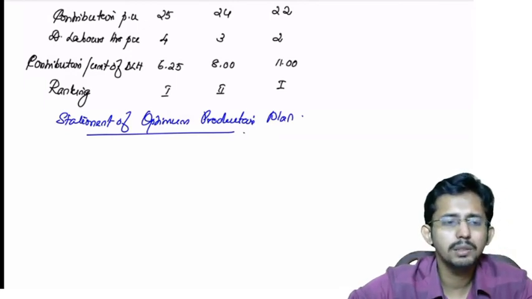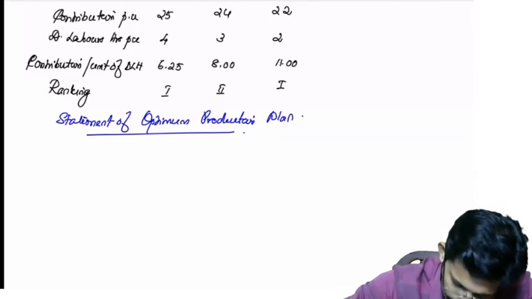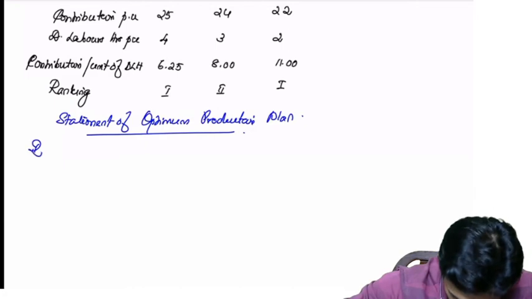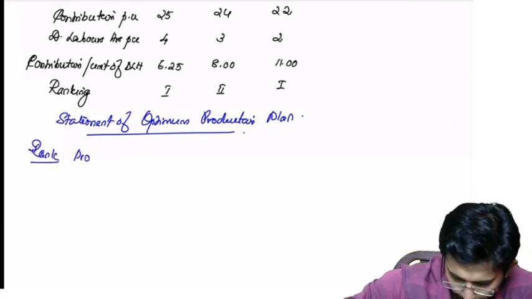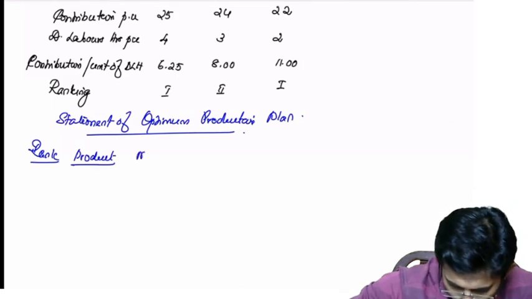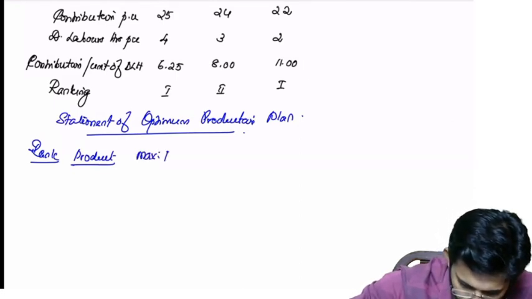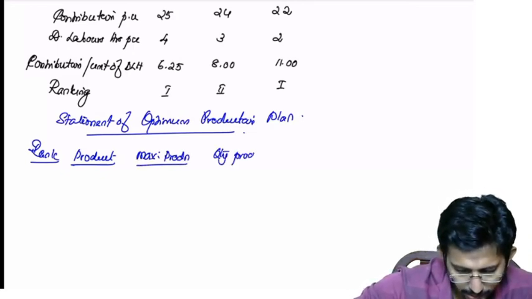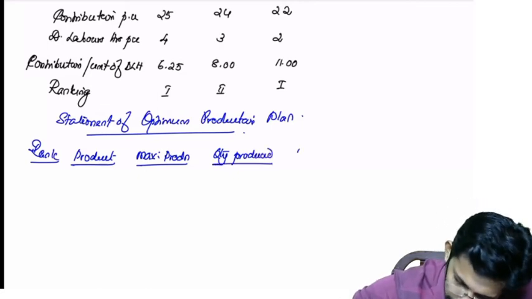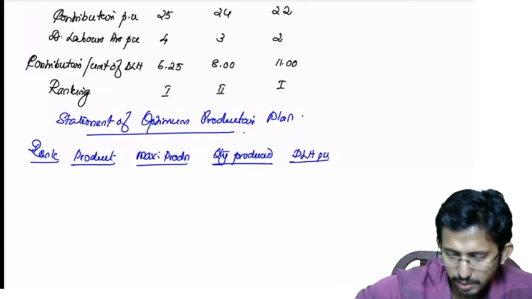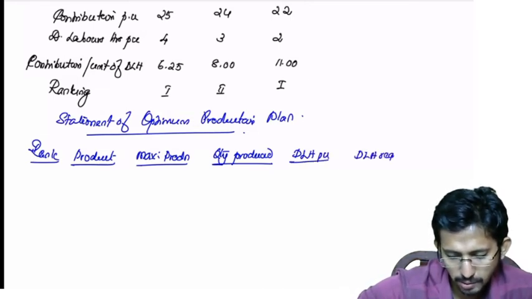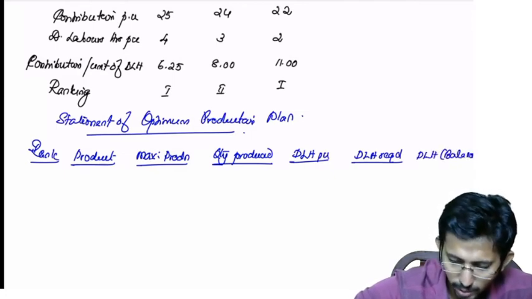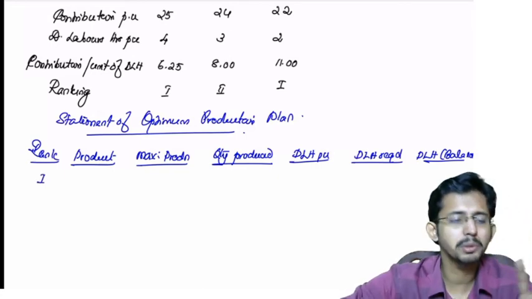Just listen how we are doing this particular optimum production plan. First is rank, product, maximum production quantity, quantity produced, direct labor hours per unit, direct labor hours required, direct labor hours balance. What does it mean? Rank is the first rank product. You should start with the first rank product.